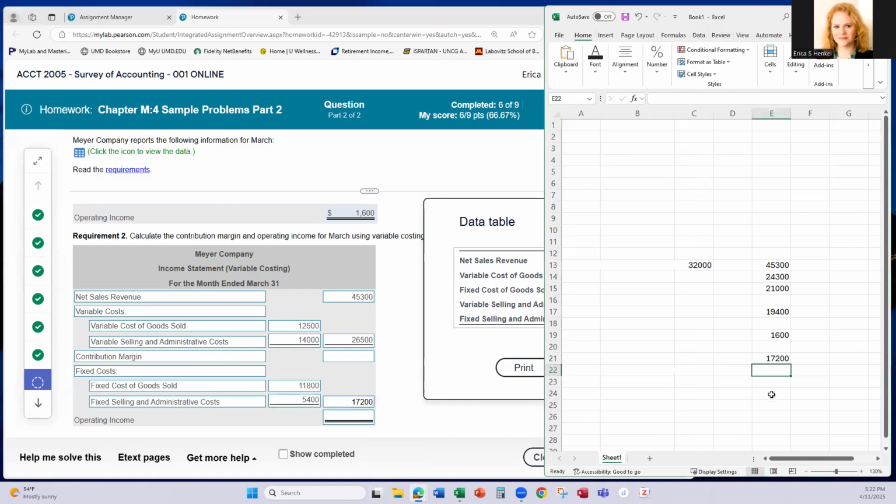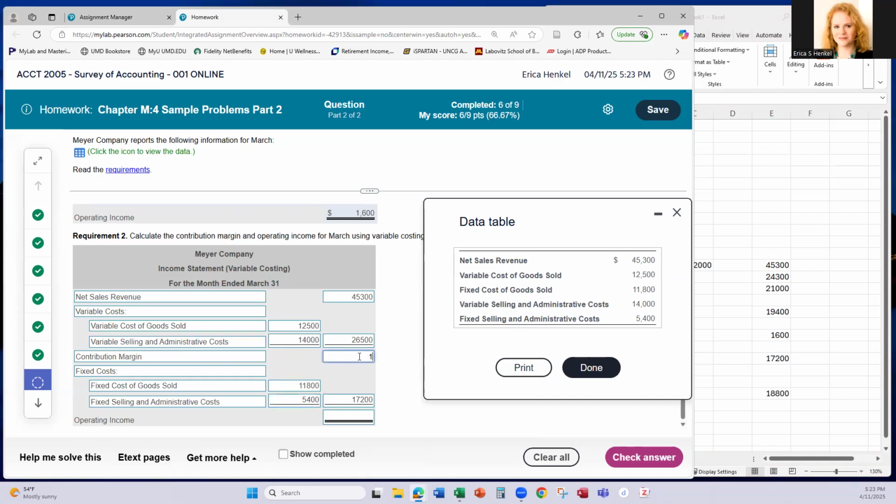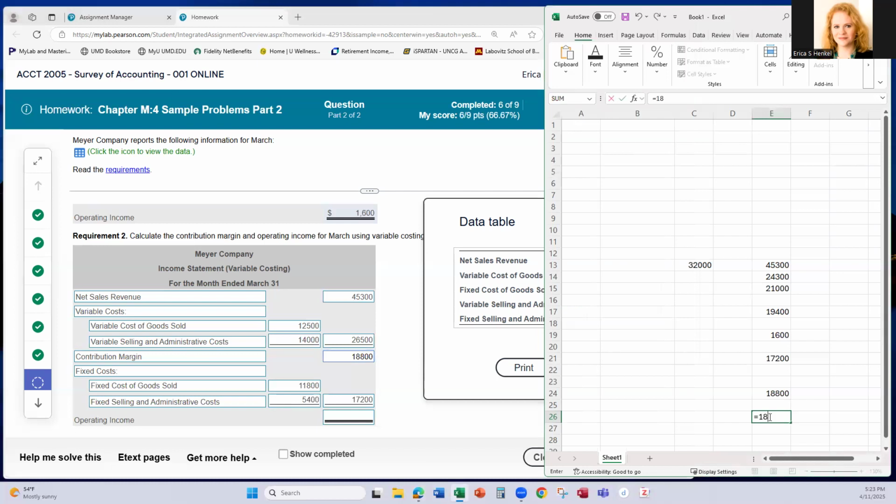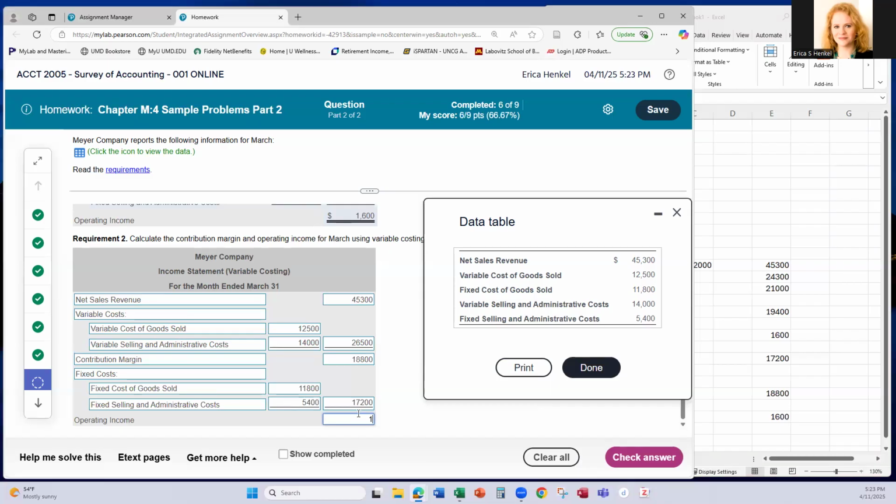All right, so now we're going to take our sales minus our variable costs to get to our contribution margin, which is 18,800. And then we're going to subtract from that our 17,200 in fixed costs to get us to the exact same $1,600. So same expenses, just rearranged a different way, where we're separating out the variable costs or the costs that change based on how many units we produce, and the fixed costs.